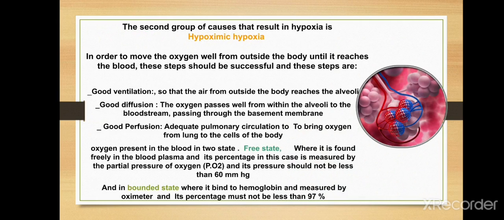Oxygen is present in the blood in two states: in a free state and in a bound state. In a free state, it is found freely in the blood plasma, and its percentage in this case is measured by the partial pressure of oxygen, and its pressure should not be less than 16 mm mercury. And in a bound state, it is bound to the hemoglobin, and measured by oximeter, and its saturation must not be less than 97%.